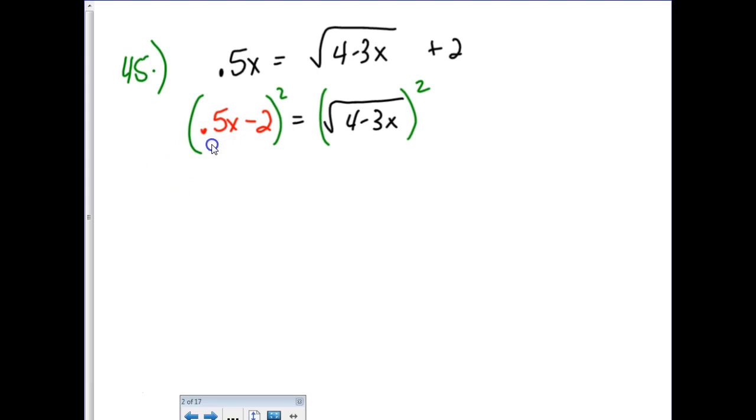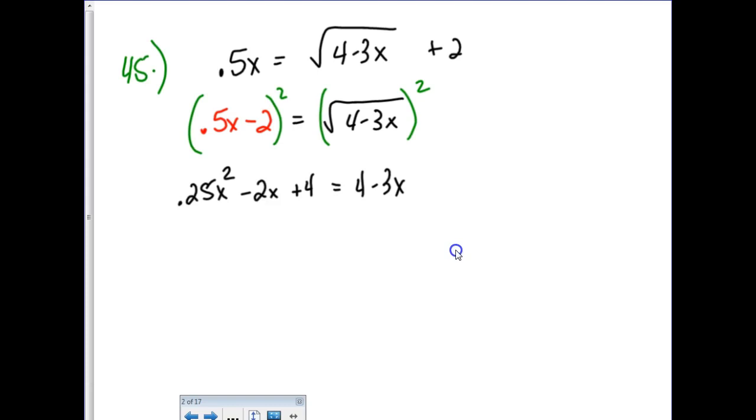So 0.5x squared, let's see. Let's go ahead and do decimals here, just because they introduce a decimal in their problem. And none of these decimals are going to be rounded off or truncated. So 0.5 squared would be 0.25x squared. And then you have 0.5 times negative 2, so that's negative 1x. And then you'll have another negative 1x, so minus 2x. And then negative 2 times negative 2 will be plus 4. And then over here, the square and the square root cancel each other.